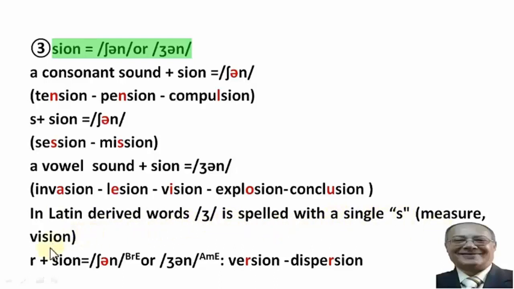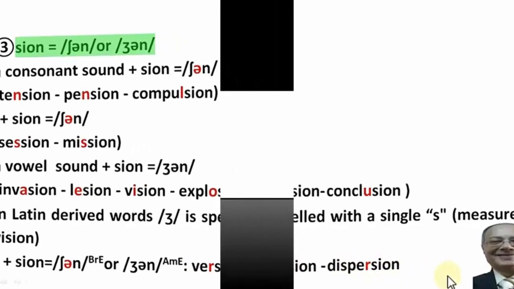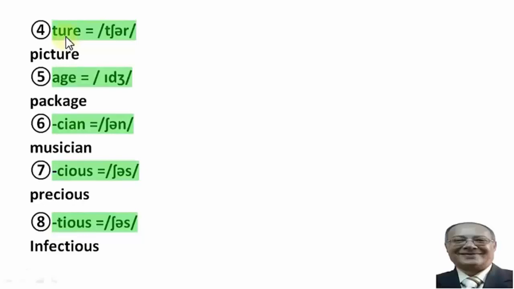Major, vision. R plus S-I-O-N is pronounced shun in British accent or zhun in American accent. Version or virgin. Dispersion or dispersion. T-U-R-E: picture. A-G-E: edge, package.